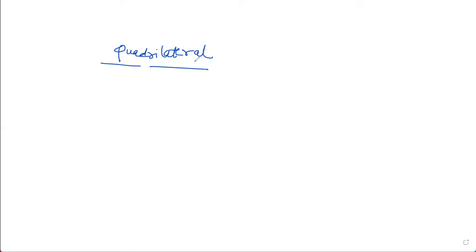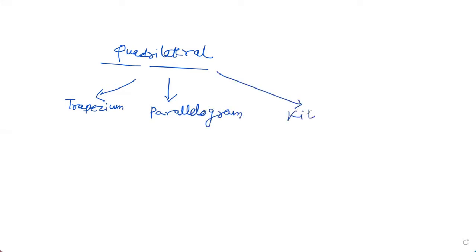Okay, so first we are going to start with the types of quadrilaterals. Basically, we have three basic types of quadrilaterals. The first that we have is the trapezium. The second one is the parallelogram. And the third one is called the kite. Now, trapezium are also of two types. The first one is the normal trapezium, and the second one is called the isosceles trapezium.